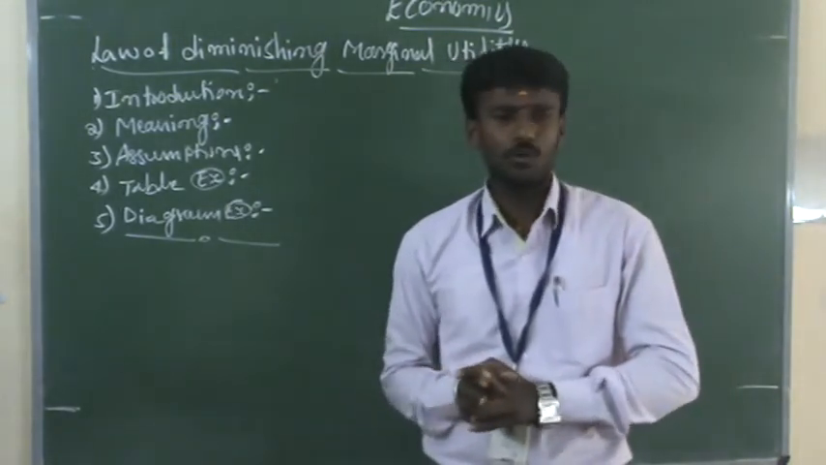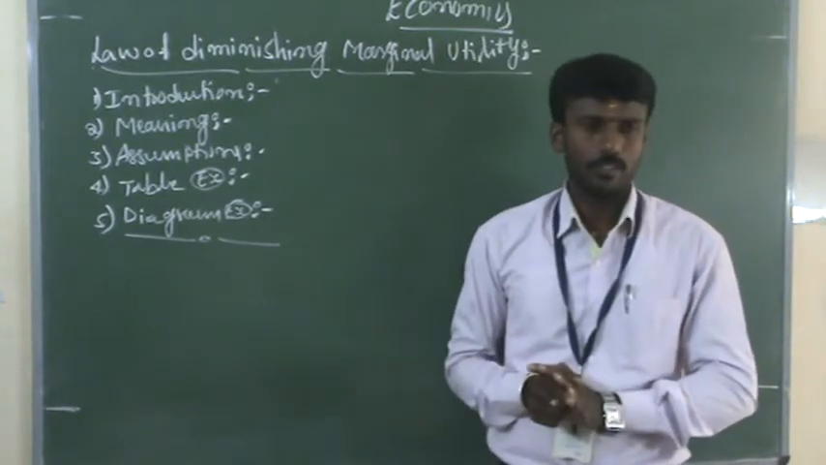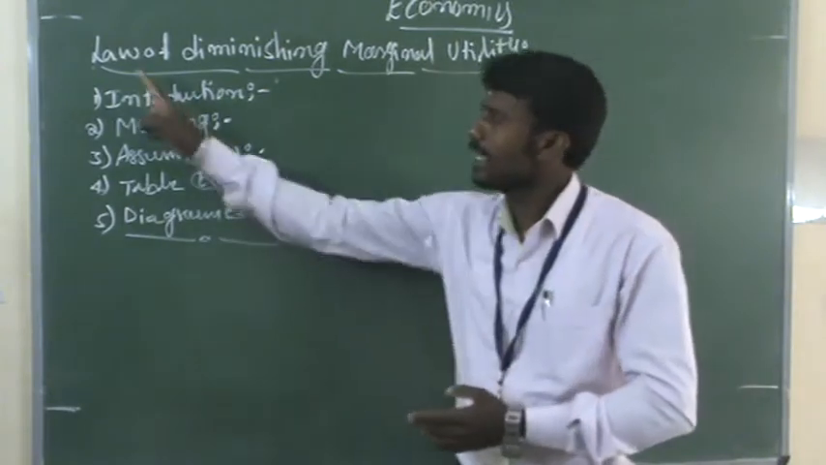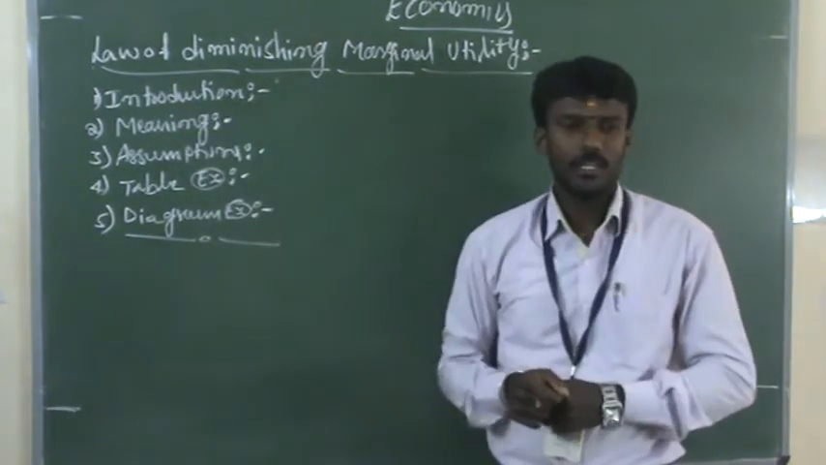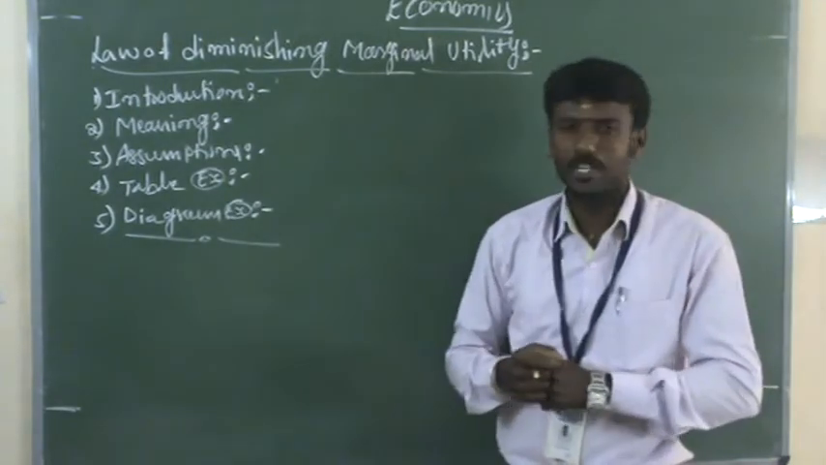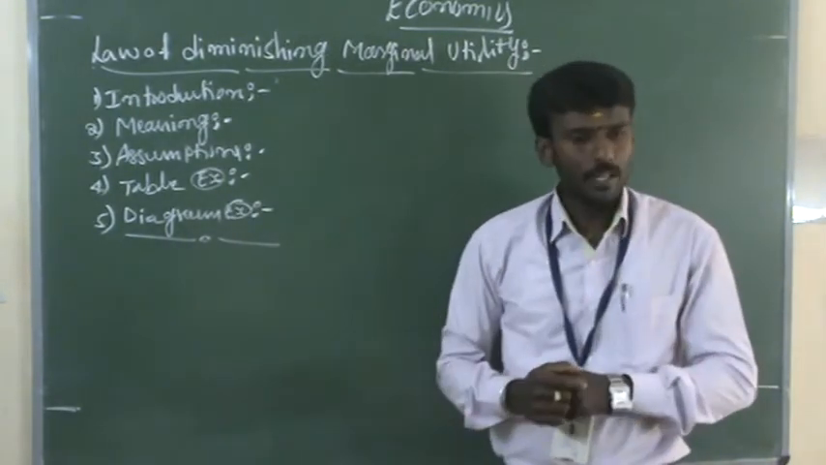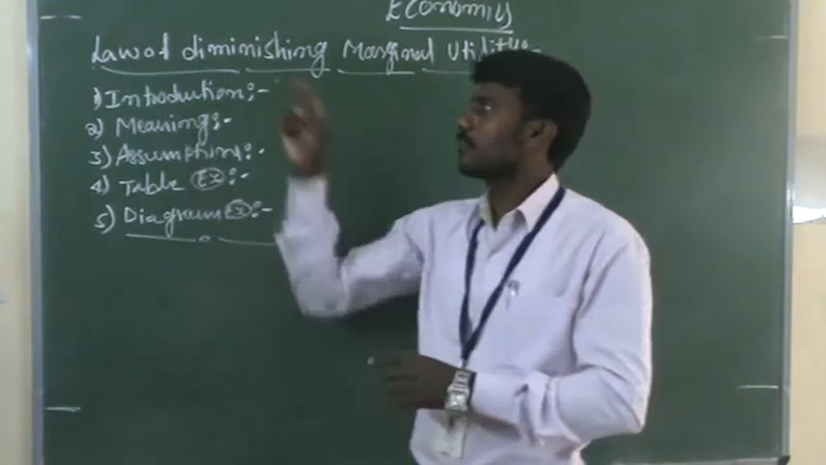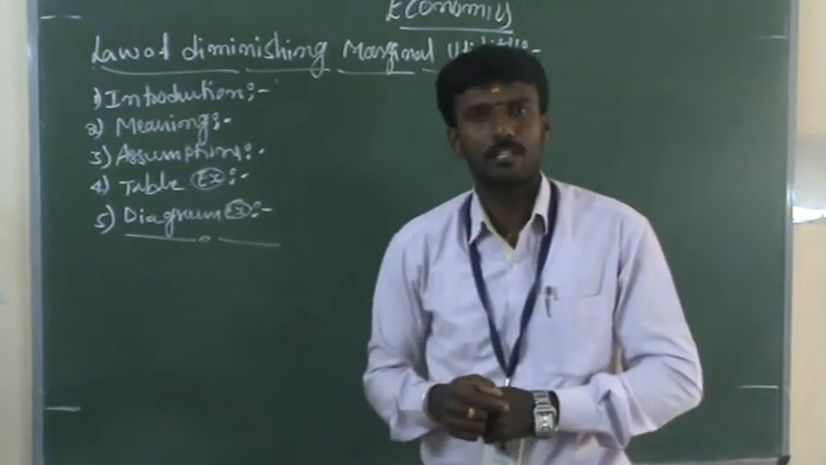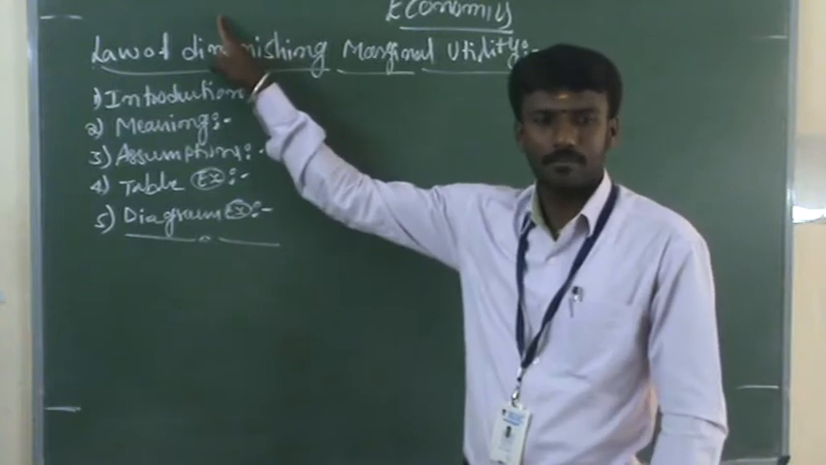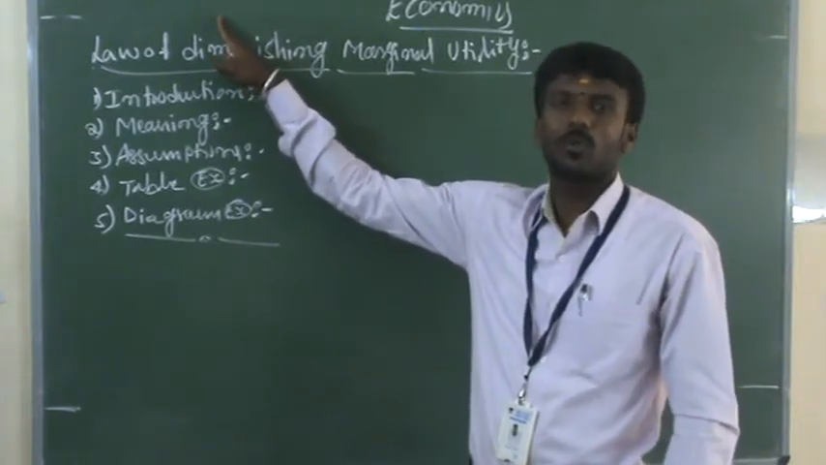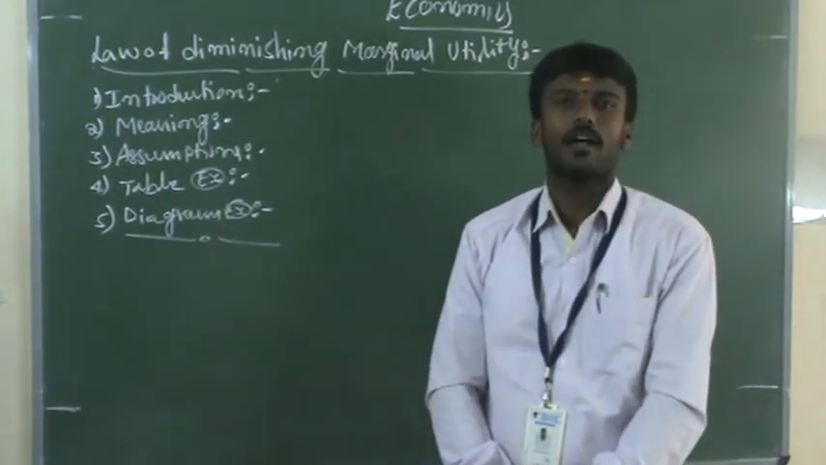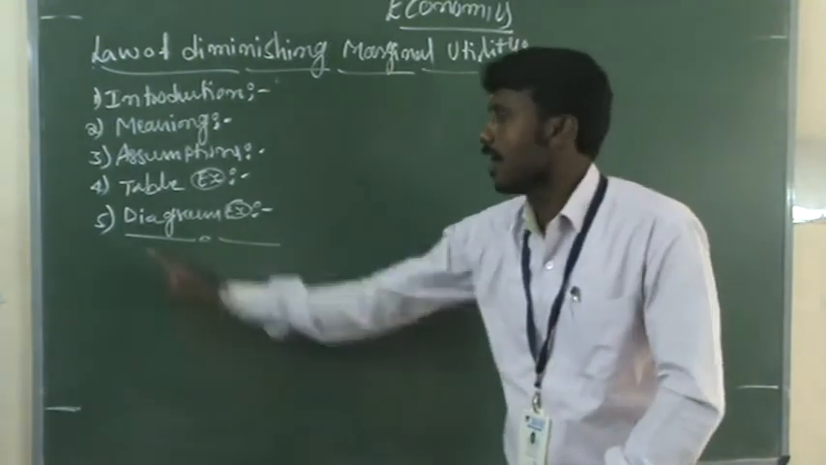Today's class we are going to study this concept in brief. Under the concept of LDMU, we are going to study five sub-concepts in this class. One is the introduction to LDMU, the law of diminishing marginal utility. The second one is the meaning of this law or theory. The third is the assumptions of the LDMU. Finally, this concept we are going to understand with the help of one imaginary table as well as a diagram.